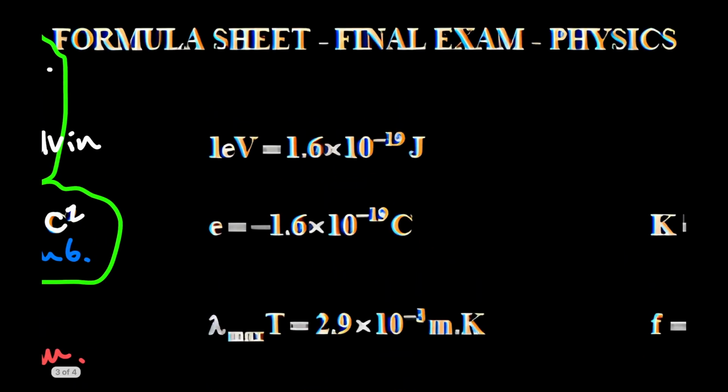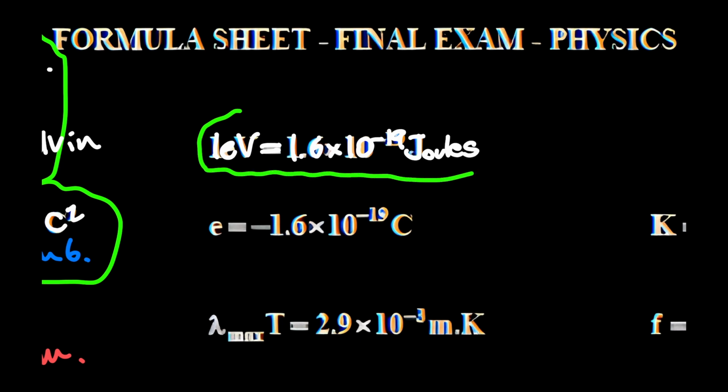And we got another constant. This here is 1 electron volt, a unit of energy, equals 1.6 times 10 to the minus 19 joules. This is joules, another unit of energy. Just a conversion factor between 2 different types of energy, electron volts and joules. It's like converting from kilograms to pounds.